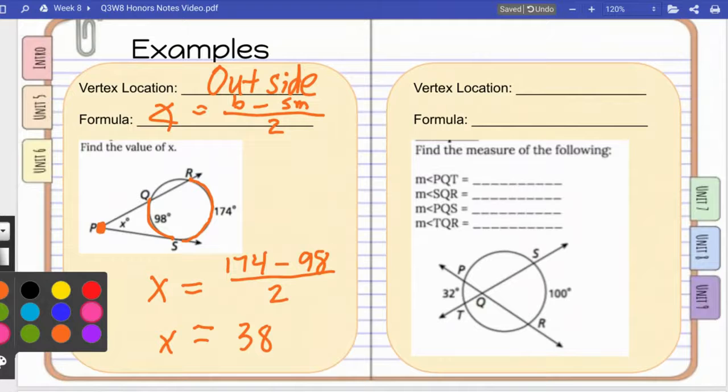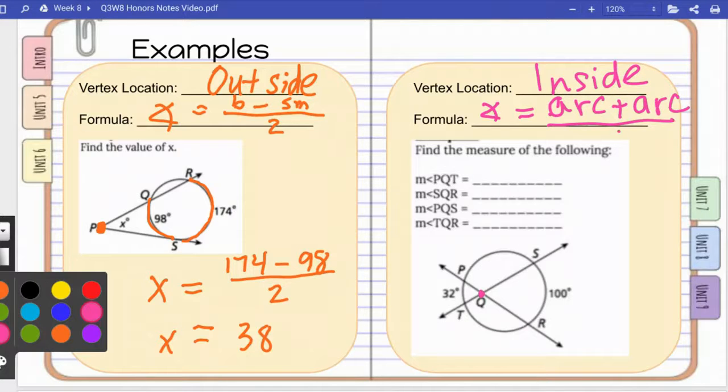On the last example, the vertex is located inside the circle. So the angle is equal to half of the two arcs added together. So we're going to take arc plus arc and divide it by 2. So it doesn't matter which angle we pick here, because those are vertical angles and they're going to be equal, but it matters about the arcs. So we're going to go across. My arc is 32 and go across from this vertical angle. My other arc is 100.